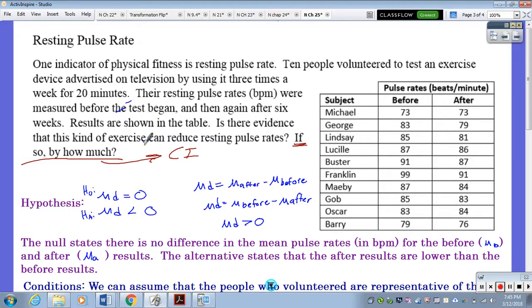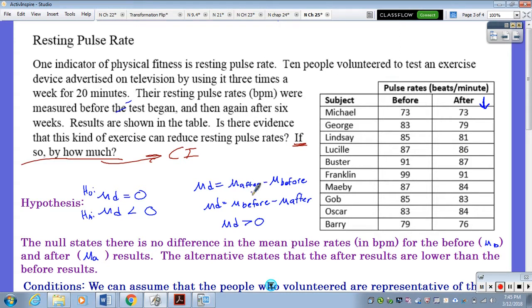When they hear the exercise can reduce resting pulse rate, we tend to think of mu sub d as less than zero, but we need to make sure we now specify, well, how are we calculating mu sub d? If it's saying that this exercise can reduce my resting pulse rate, that means that we want our after to actually be the smaller number, because if it's reducing the resting pulse rate, the after results should be smaller than the before results.